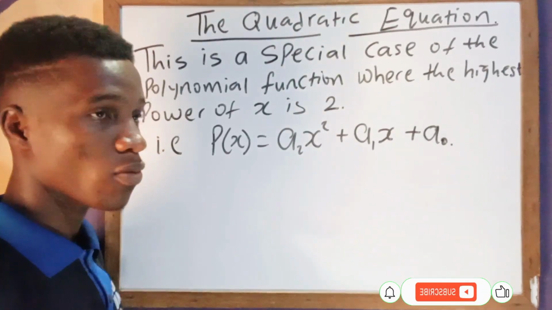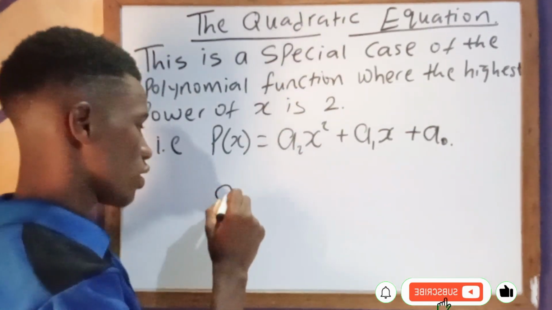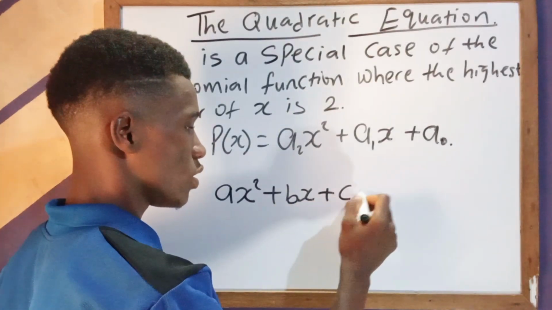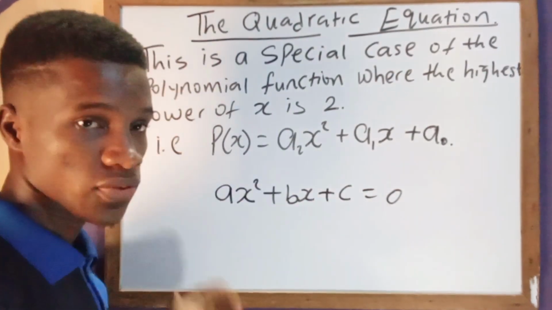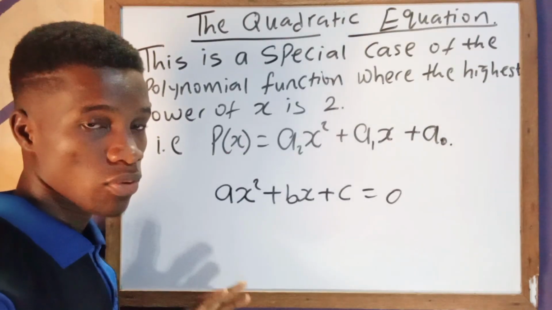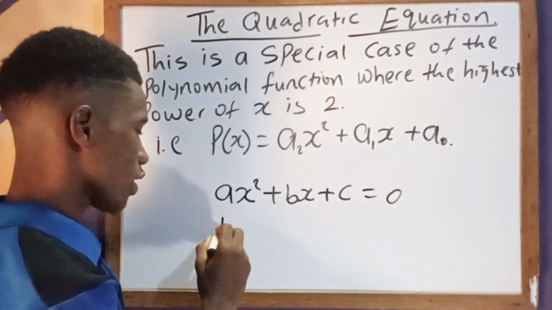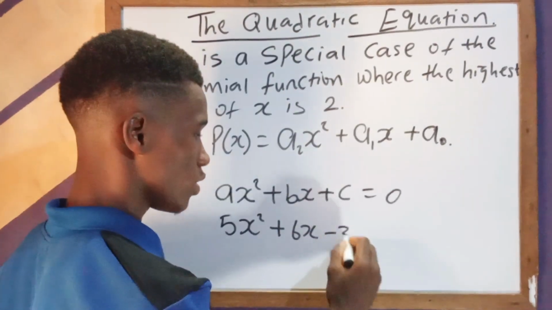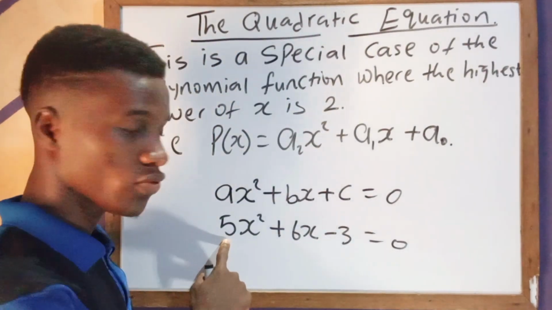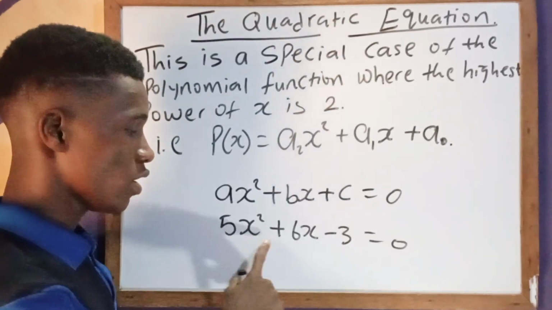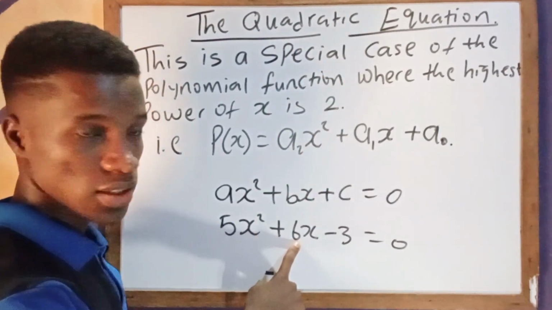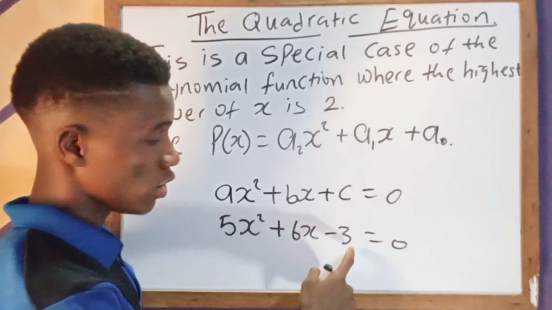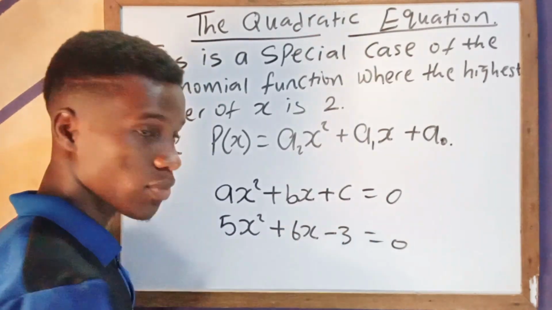So we know the general form of a quadratic equation is written as ax squared plus bx plus c equal to 0. Any equation of this form is basically an example of a quadratic equation. You can have something like, let's say, 5x squared plus 6x minus 3 equal to 0. So in this case now, the coefficient of x squared is a, which is 5. In this one, the coefficient of x is 6, which is b. This one, the constant term, this c, is what? 3. So this is an example of a quadratic equation.